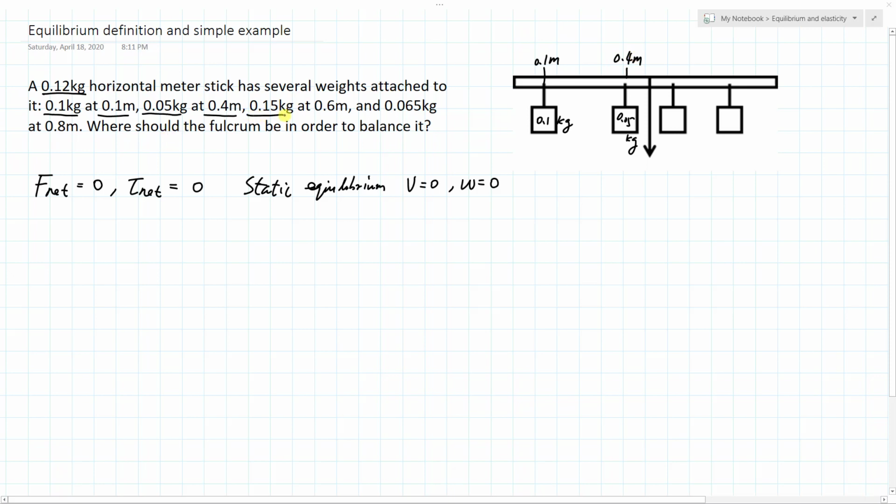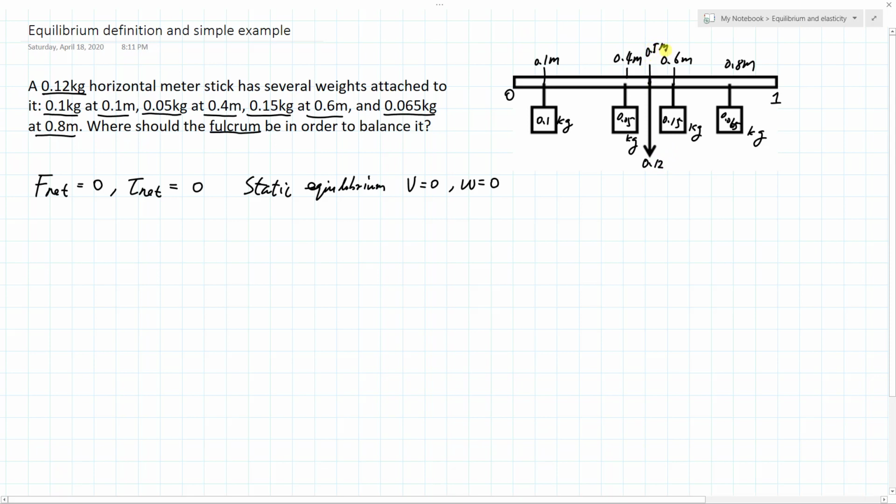And then a 0.15 kilogram at 0.6 meters, and then lastly a 0.065 kilogram at 0.8 meters. So this is 0.065 kilograms at 0.8 meters. Besides all these weights, we also have the meter stick, which is 120 grams. So this uniform meter stick has 120 grams. So this is 0.12 kilograms, and it should be at 0.5 meters.